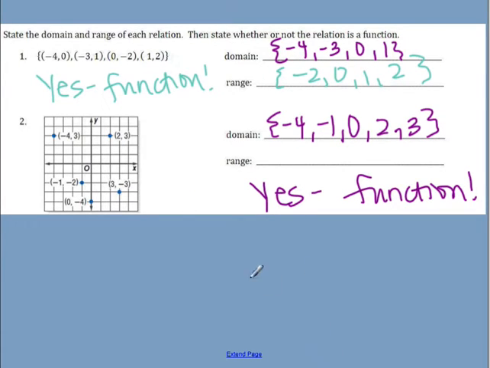And then last thing we need to do for this problem is list out our range. Okay, so in order, remember those are your y values, so range is y. So I'm going to look from bottom to top to put them in order. So -4, -3, -2, and there's 2 3's listed, which is okay. It still means it's a function, but I only write 3 one time. All right, and that is it for example 2.